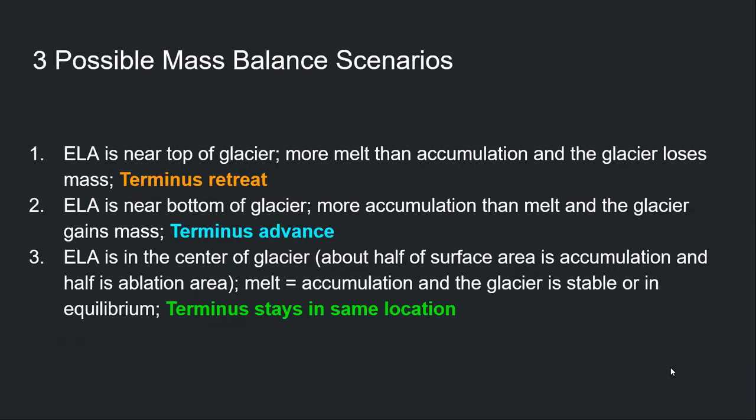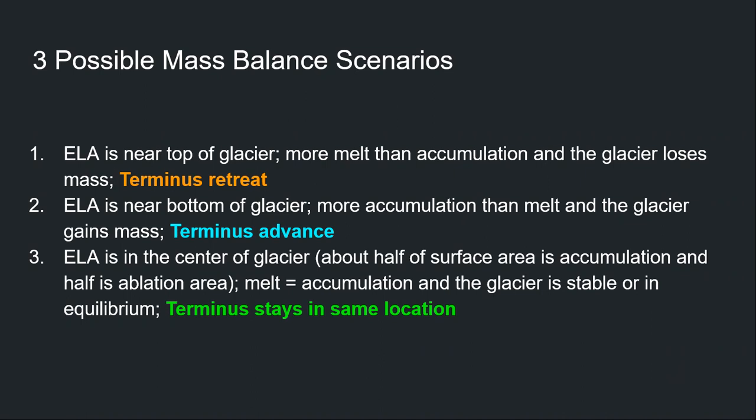So there are 3 possible mass balance scenarios when you look at a glacier. If the equilibrium line altitude is near the top of a glacier, it means that most of the glacier is experiencing ablation. So you have more melt than accumulation, therefore the glacier loses mass. In that case, the terminus of the glacier will retreat. The glacier will undergo retreat.